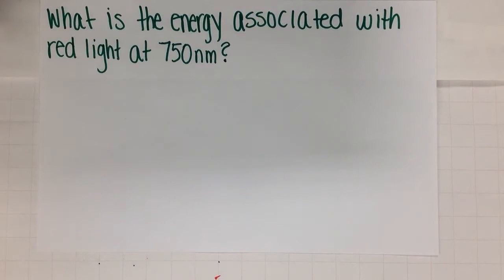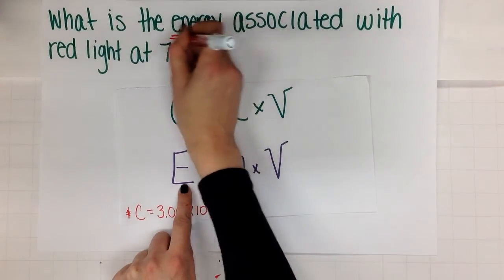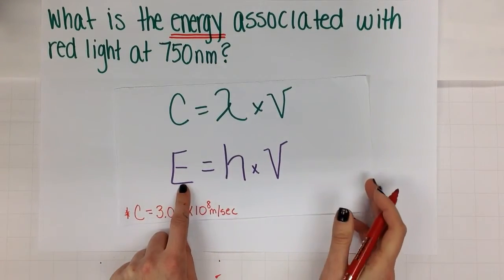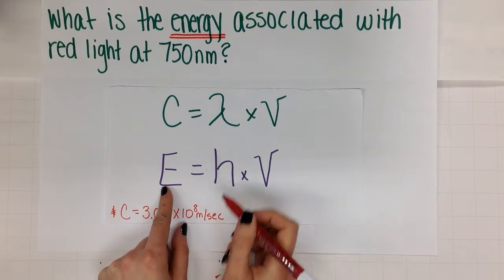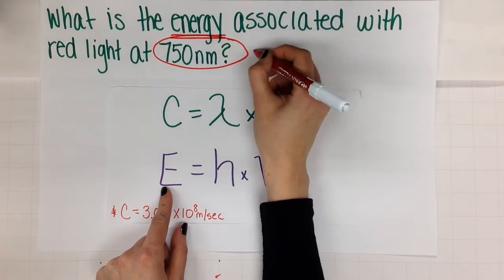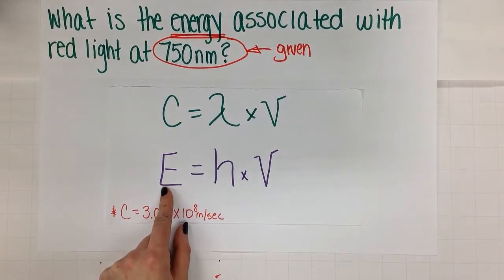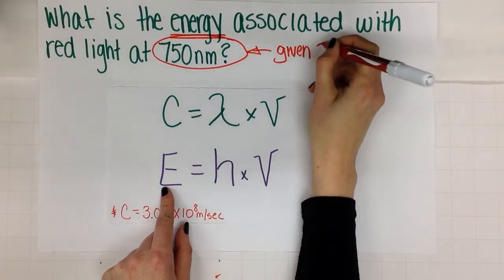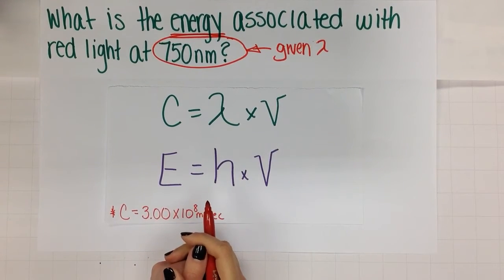What is the energy associated with red light at 750 nanometers? Okay, so let's bring back my equation. This is the energy, and they want us to solve for energy. Here's the equation. But they only give us wavelength. Okay, so we're given wavelength. Always find what you're given, circle it in the problem. You're given wavelength. The energy equation doesn't have wavelength.